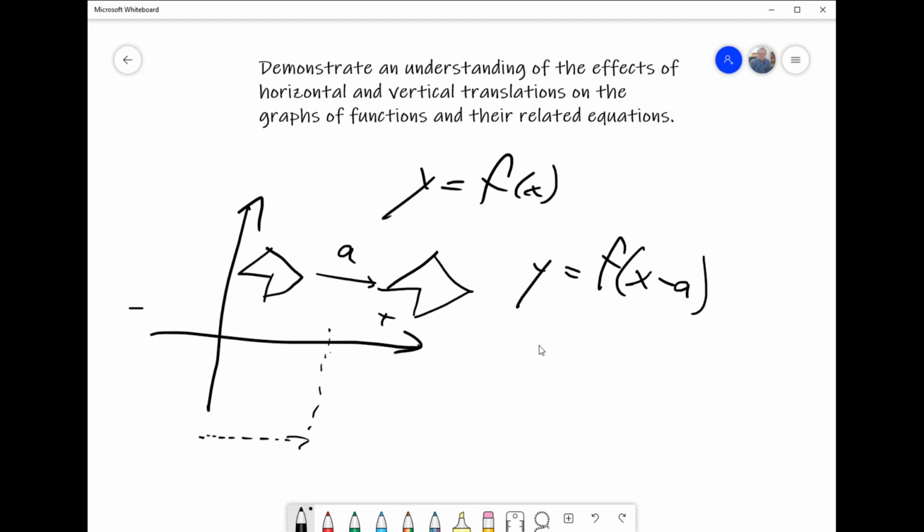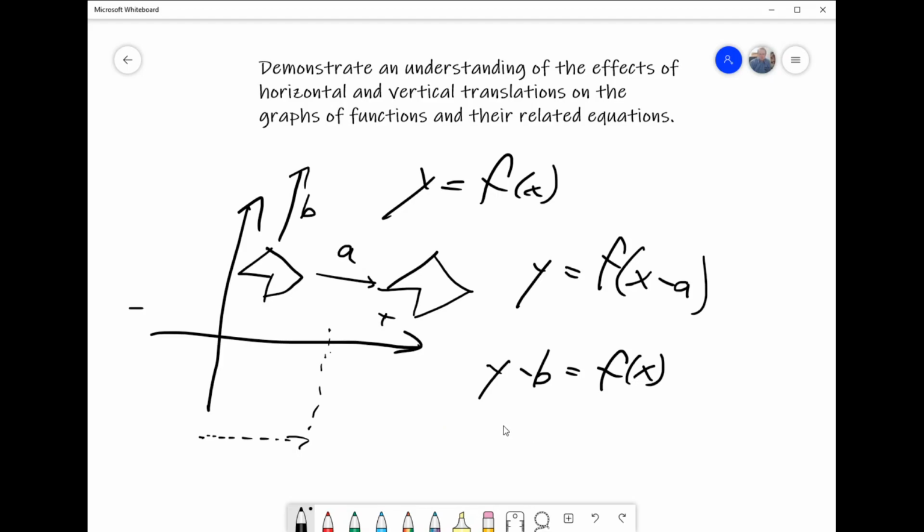Doing it for the vertical translations is not terribly different. If we were to move it b units up, we would do that by replacing y with y minus b. So exactly the same idea. What used to happen when y equals 0 now has to happen when y equals b. So we replace every instance of y with y minus b. And that will shift us b units up.